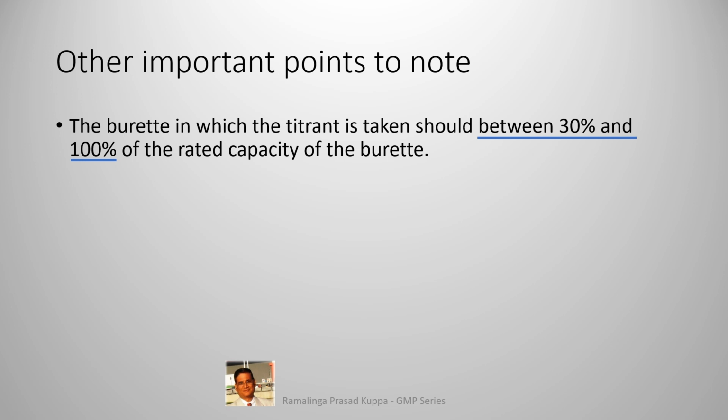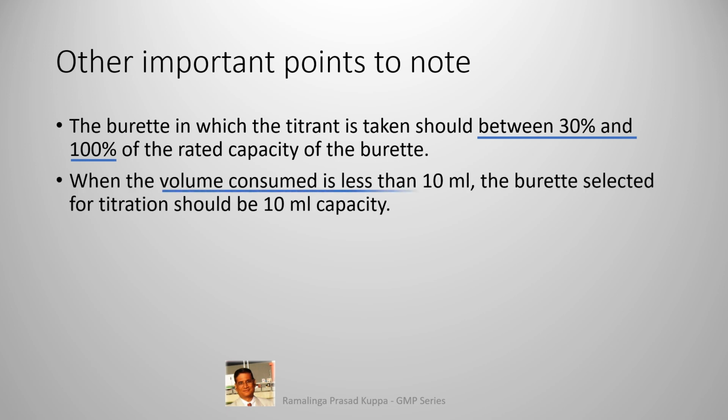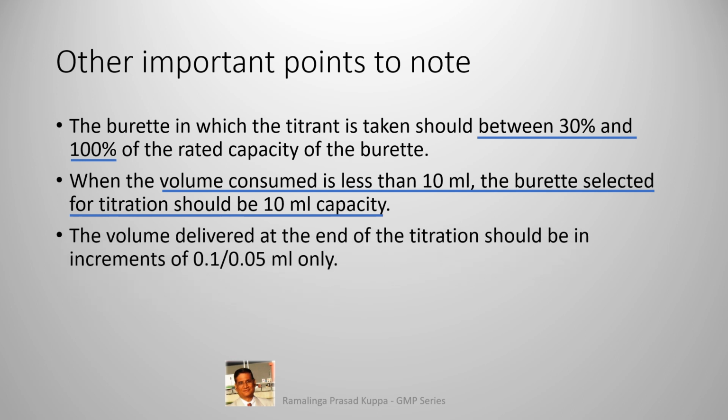So the titrant volume consumed for the titration must be above 15 ml and up to any volume of 50 ml. When the volume consumed is less than 10 ml, the burette selected for titration should be of 10 ml capacity. Also, the least count should be 0.05 ml for such burettes. Least count is minimum readability of the burette. The volume delivered at the end of the titration should be in increments of 0.1 or 0.05 ml only.